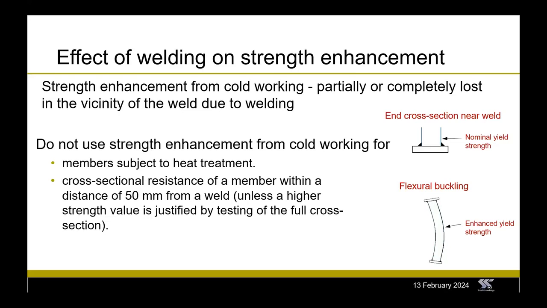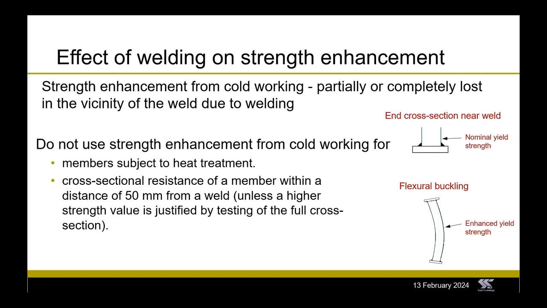But if, for example, the structural hollow section is used as a column, which has the ends welded to end plates, when calculating the resistance of the end cross sections, you are not allowed to use the enhanced yield strength. And instead, you will have to use the nominal yield strength.